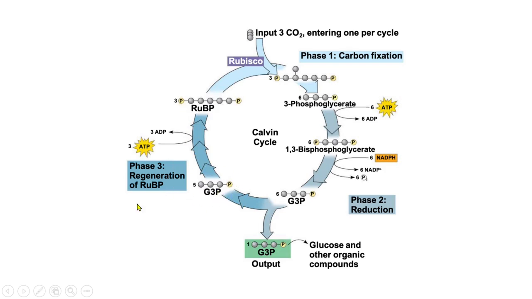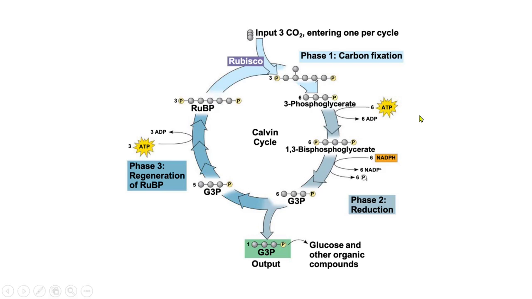And the last stage is what we call the regeneration of RuBP, wherein with the use of 3 ATPs, so the phosphate will be used up, the 5 molecules of G3P will be rearranged to produce RuBP, or ribulose 1,5-bisphosphate. So there is a rearrangement. There are 15 carbons here, 15 carbons here. So there is a rearrangement of the G3P carbons to produce 3 molecules of RuBP with the use of 3 ATPs. So that's the whole of the Calvin cycle in summary.